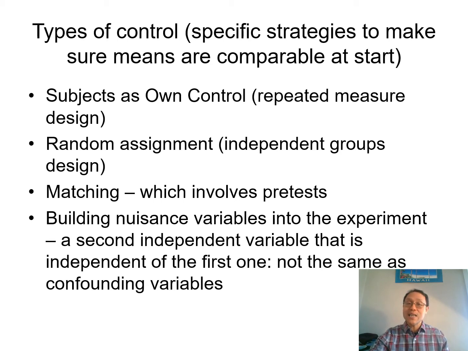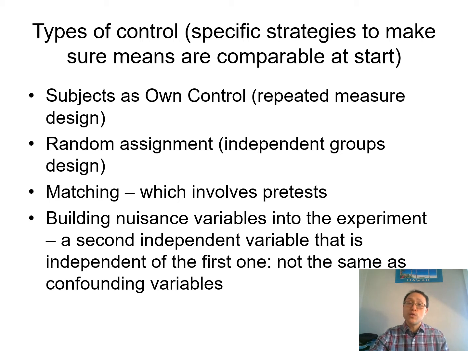So this is like a second independent variable that is independent from the first one, and this is not the same as a confounding variable. So let's say you're interested in knowing the effect of caffeine on reaction time, but you're also wondering if male versus female can also impact that, because you're thinking that maybe the way that males and females ingest coffee, their reaction is going to be different.